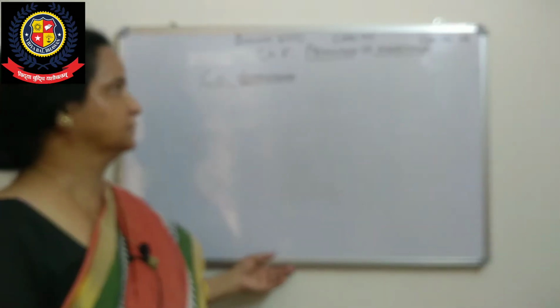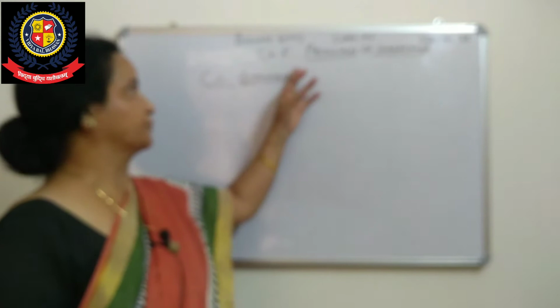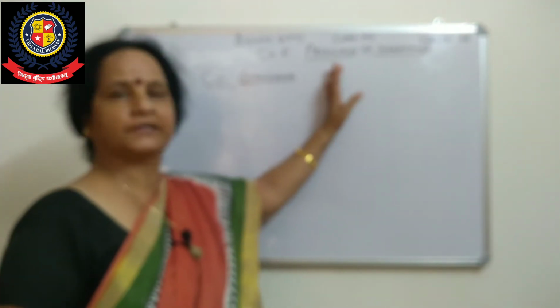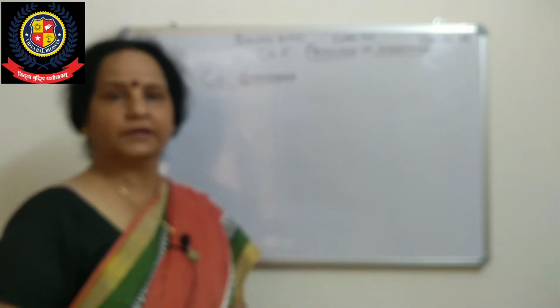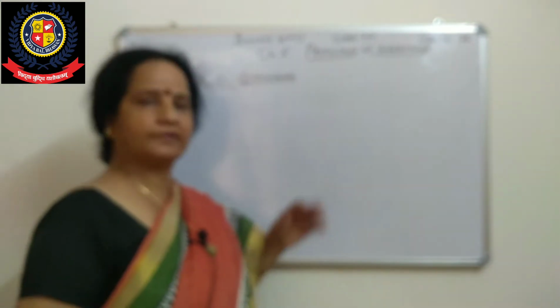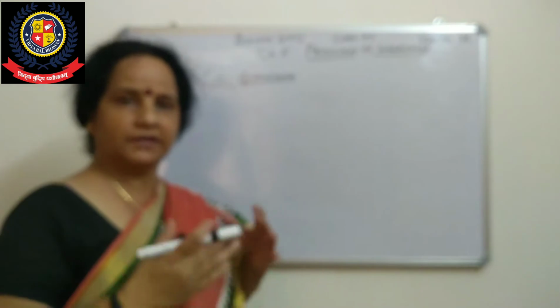Hello everyone. Once again, one more topic in chapter 5, Principles of Inheritance. As you know already, we have started this chapter, genetics. Till now, we have done the law of dominance, the law of segregation, and in the previous class, we have done incomplete dominance. What is incomplete dominance?